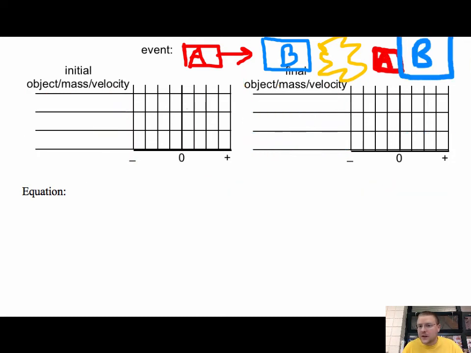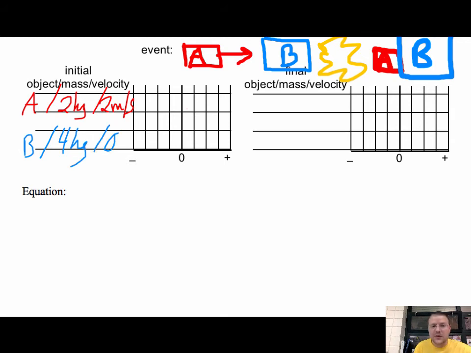So here we've got the same carts again, but this time when A hits B, their bumpers kind of mash together, and they now drift as one mass. So the question is, when cart A hits cart B and they move together, what's the final speed of both of them together? So again, identify the objects. Object A has 2 kilograms, and let's give it that same initial 2 meters per second of speed. Cart B is still 4 kilograms, and it's sitting still with 0 velocity.